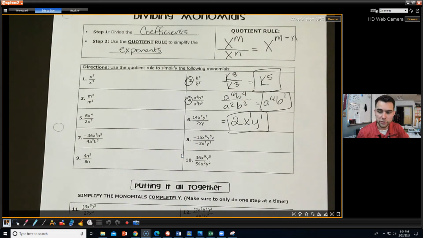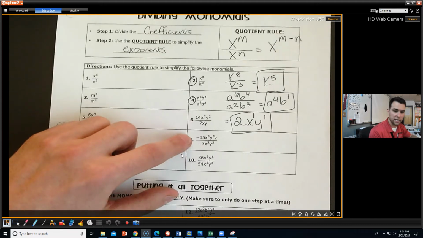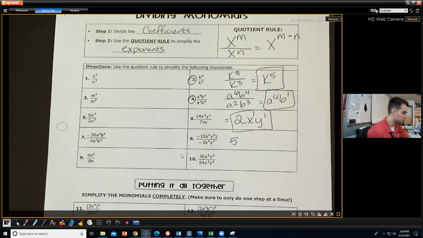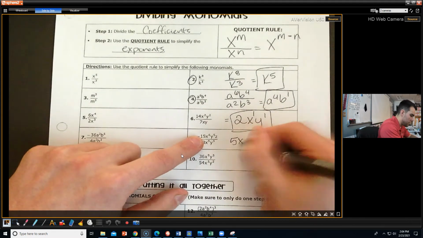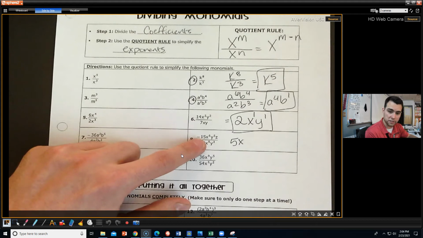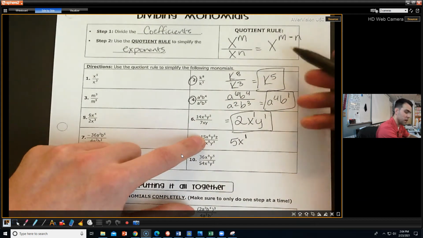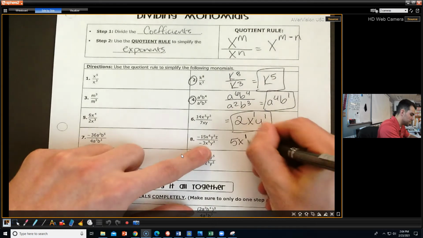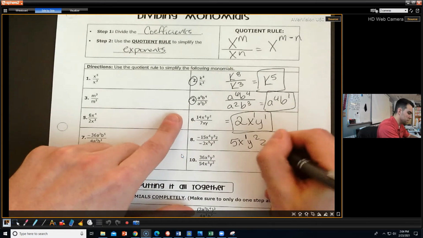You also need to keep your signs in mind. In number 8, for example, we have a negative divided by a negative, so we get a positive 5 out of that guy. Then, again, exponents. X to the 6th over x to the 5th is x to the 1st, because we are subtracting based off our quotient rule. Y to the 5th over y to the 3rd is y to the 2nd. And now we have just z sitting right there.